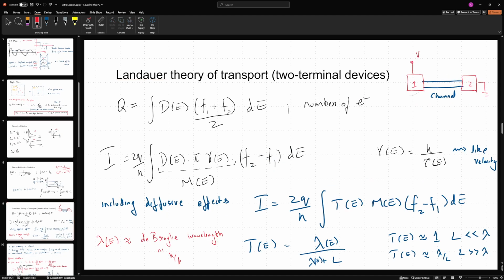Okay. So the next topic that we saw was the two-terminal devices and the Landauer theory of transport. So this is terminal 1, terminal 2. I apply voltage at terminal 1. Terminal 2 is assumed to be grounded. There exists a ballistic channel. So here, this is a ballistic channel. Here the stored charge in the channel, the number of electrons, is given by the density of states of the channel. Let me just be clear here, in the channel.